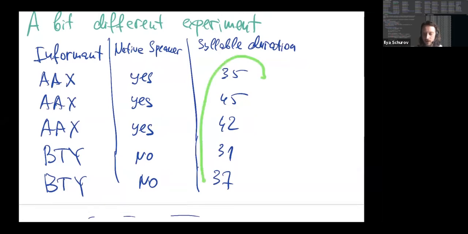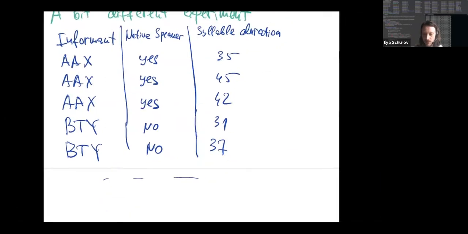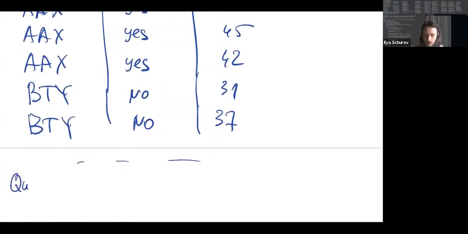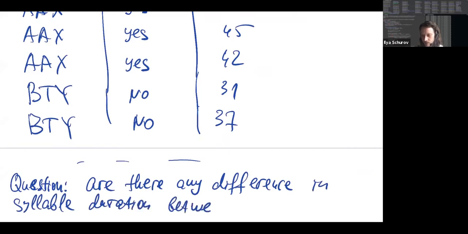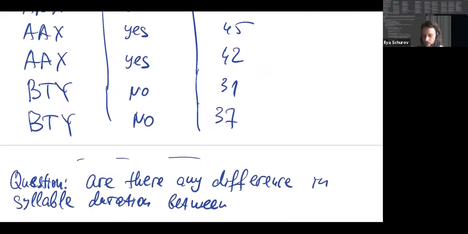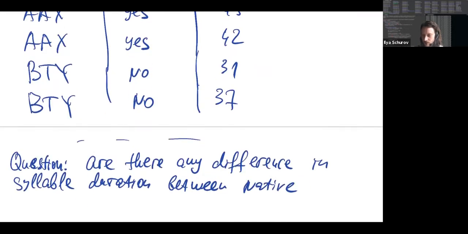Now again, I have these syllable durations, and again I'm interested in the same question. Is it true that, let me state it in the following way, are there any difference in syllable duration between native speakers and not native speakers?